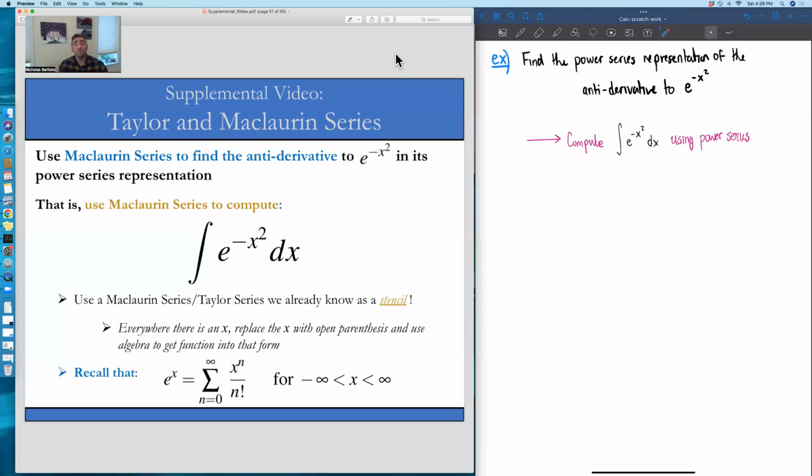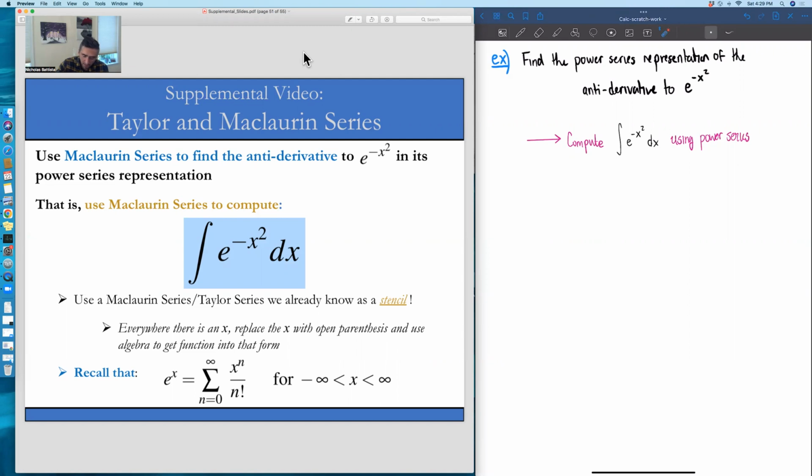In this video, we're going to use Maclaurin series to help us find an antiderivative to e to the minus x squared. This is going to come in the form of a power series representation. So basically what we're going to do is try to use Maclaurin series to compute the integral of e to the minus x squared. And as we've seen earlier this semester, there's no known antiderivative to e to the minus x squared in terms of functions we know things about, like sines, cosines, polynomials, logarithms, things like that. So let's use power series or Maclaurin series to help us out.